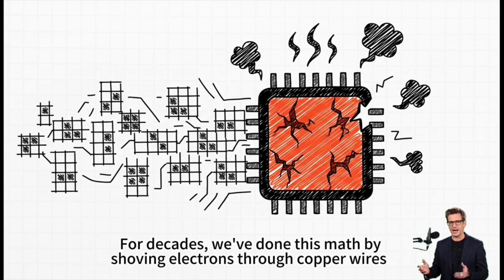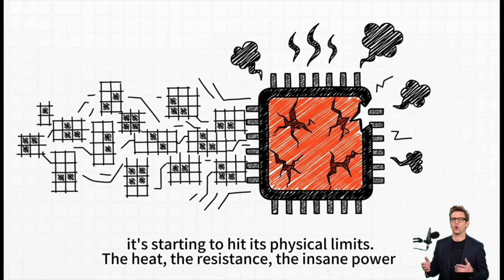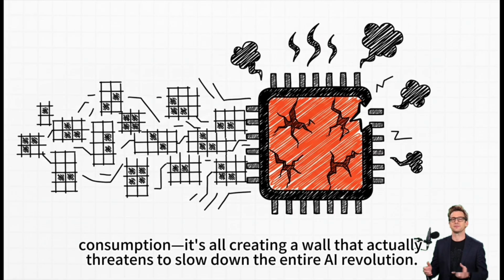For decades, we've done this math by shoving electrons through copper wires on silicon chips. But that trusty workhorse, the electron, well, it's starting to hit its physical limits. The heat, the resistance, the insane power consumption. It's all creating a wall that actually threatens to slow down the entire AI revolution.